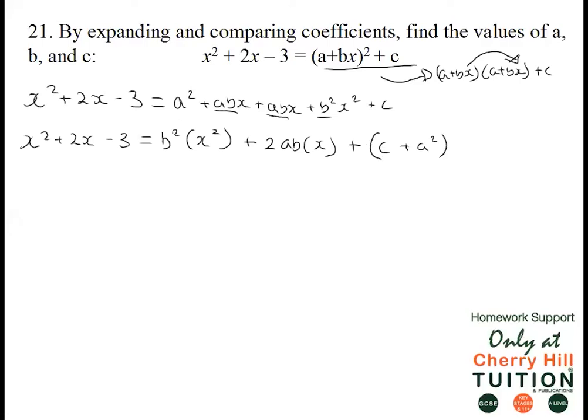Okay, now by comparing coefficients, we can easily work out the values of a, b, and c. So let's start with x squared. So b squared should be equal to the coefficient of x squared, which is 1. So if b squared is equal to 1, this means that b is equal to the square root of 1, which is plus and minus 1. So you can actually take either plus 1 or minus 1, and you will end up with a different set of answers, which will both be correct. But in order to keep things simple, let's stick with the positive value. So b is equal to plus 1.